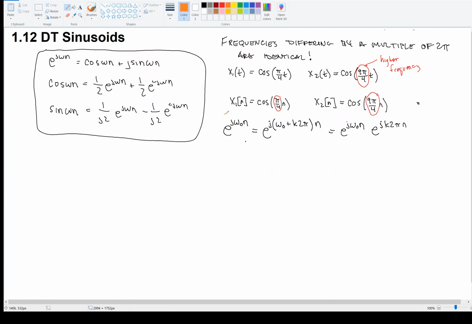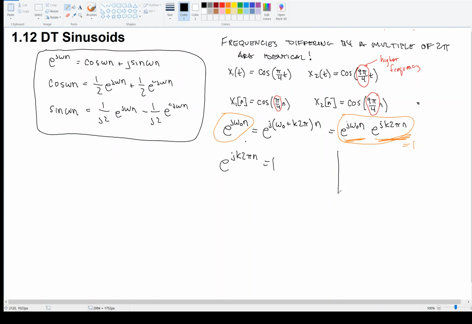So I compare the far left of the equation to the far right of the equation, and I see, okay, I have this term hanging around. If these two things are going to be equal, the left and the right, this thing here has to equal 1, right? If that thing is 1, then the claim is true. So why is that thing equal to 1? e to the j k 2 pi n. Why is that equal to 1?